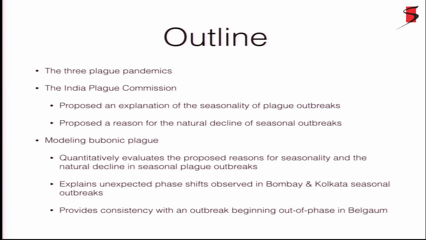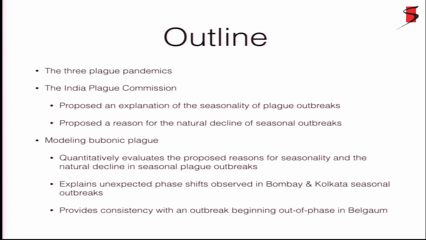And then I'm going to talk about the modeling that we've been performing to examine bubonic plague. What it's allowed us to do is to quantitatively evaluate these proposed reasons for the seasonality and for the natural decline in seasonal plague outbreaks. It's also allowed us to explain unexpected phase shifts observed in Bombay and in Kolkata seasonal outbreaks, and lastly provides consistency with an outbreak that begins out of phase in Belgaum.